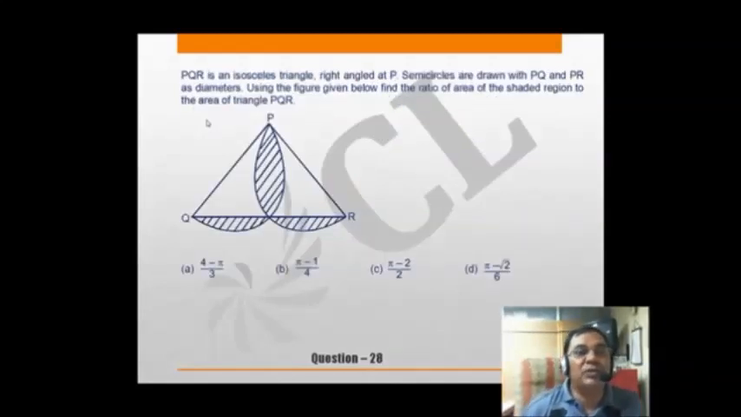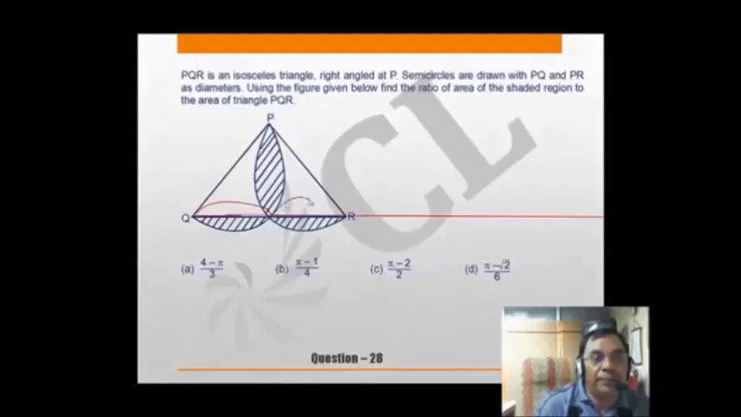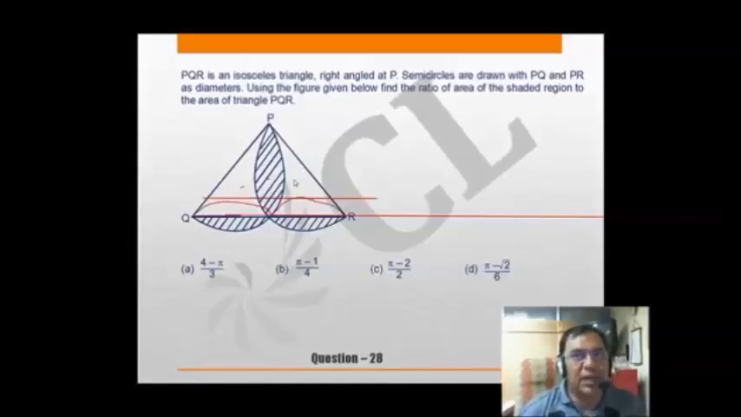PQR is an isosceles triangle right angled at P. Semicircles are drawn, shaded region. So if I make it here, look, this I'll be going for SQC. This is nearly in shape. So I'll say the shaded portion is nearly half. If I get 2 answers, I'll leave the question because I'm not going to solve it. But if I get only one, I'm going to do it.